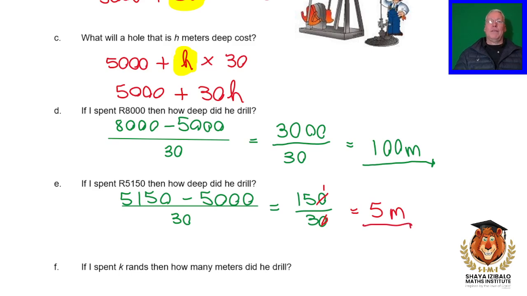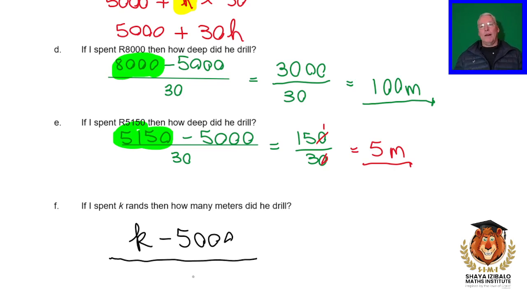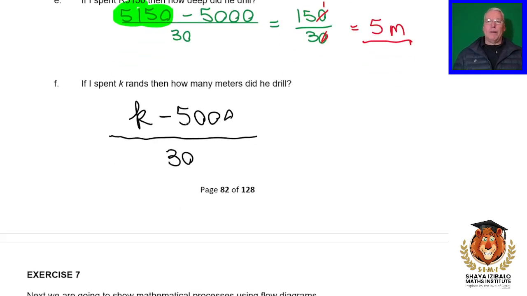Okay, now if we look at these two expressions, that's the part that's different in each case. So if I spend k rands, then how many meters did he drill? Well, we're going to just plug k where those green numbers are. We're going to take the total, we're going to minus 5,000, because 5,000 is what we spent to get the oil rig to the property. Okay, so this number here at the moment is how much we spent on drilling, but each meter costs 30, so we must divide by 30. Does it make sense? It always makes sense.